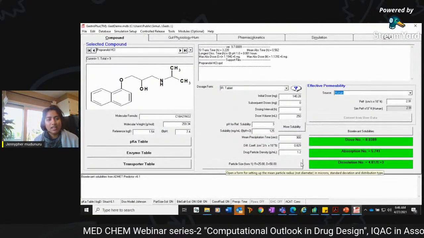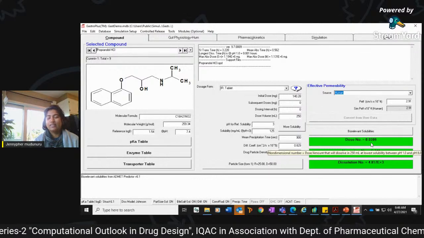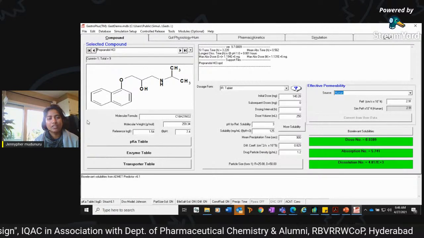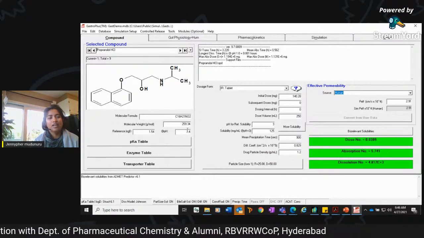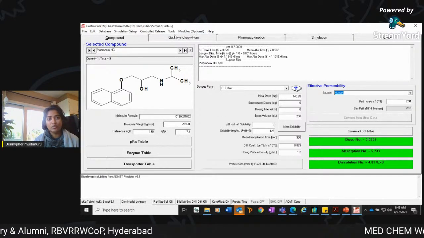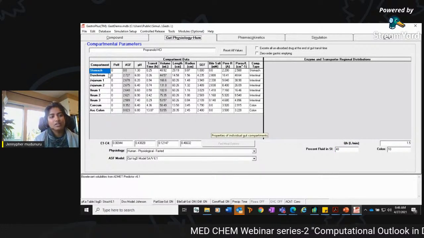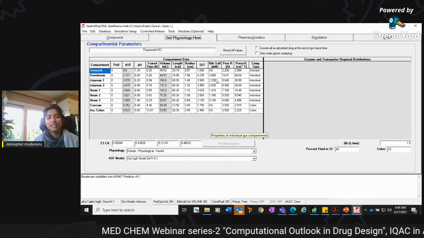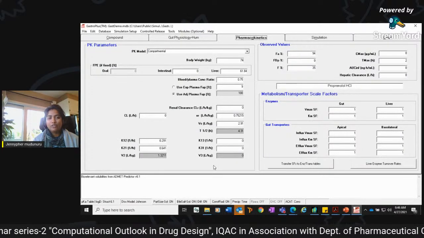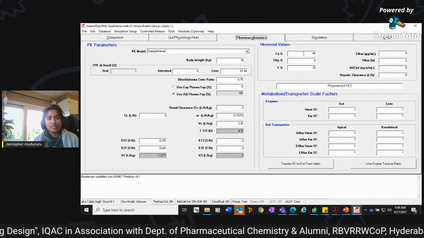For GastroPlus, this is how it looks. It's slightly different, but the basic idea is the same. You have the compound, with the molecular weight, log P, log D here. There are quite a few other things that GastroPlus takes into consideration. Then there's the physiology part, where it's talking to each part of your gut and different tissues in the body. The pharmacokinetics part is where you define your clearance, metabolism, or any other organ clearance if you see that.